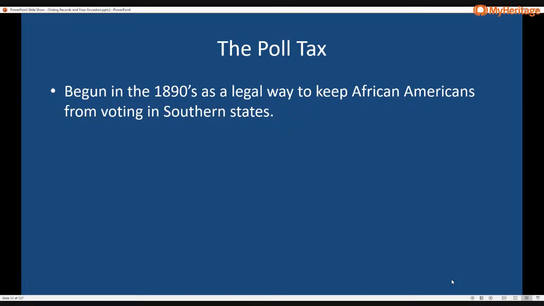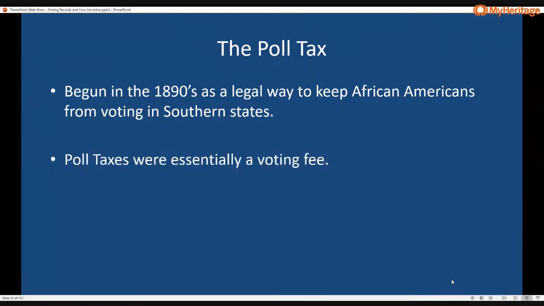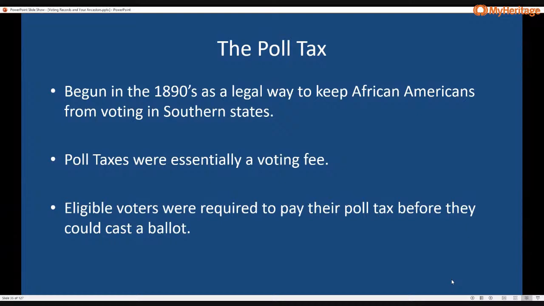And so many people in the South did not want African Americans to vote. And so this is one way that they were trying to keep them from voting, because many times African Americans were some of our poor citizens and they could not pay a poll tax, which means then they could not vote. So poll taxes were essentially a voting fee. If you could not pay your poll tax, you were not able to vote. Eligible voters were required to pay their poll tax before they could cast their ballots. So you think about it, whether it's poor African Americans, sharecroppers, anyone who did not have the money to pay their poll tax did not have the ability to cast a vote in the election.